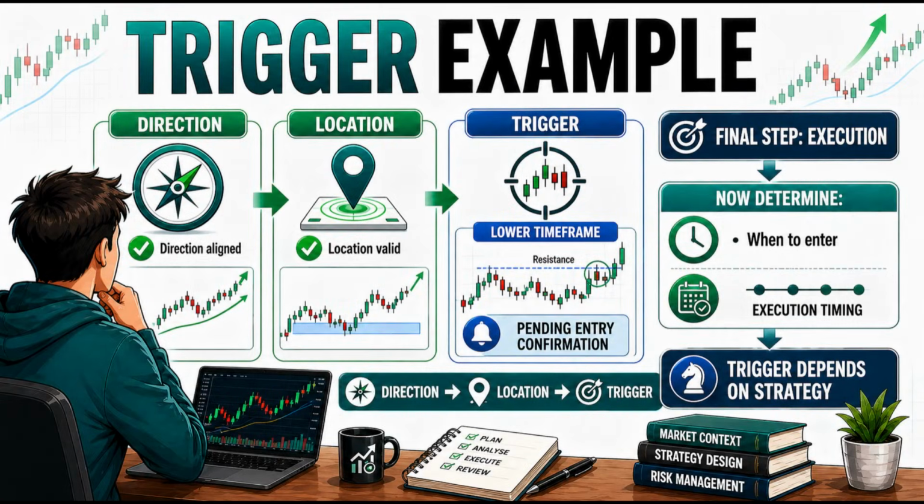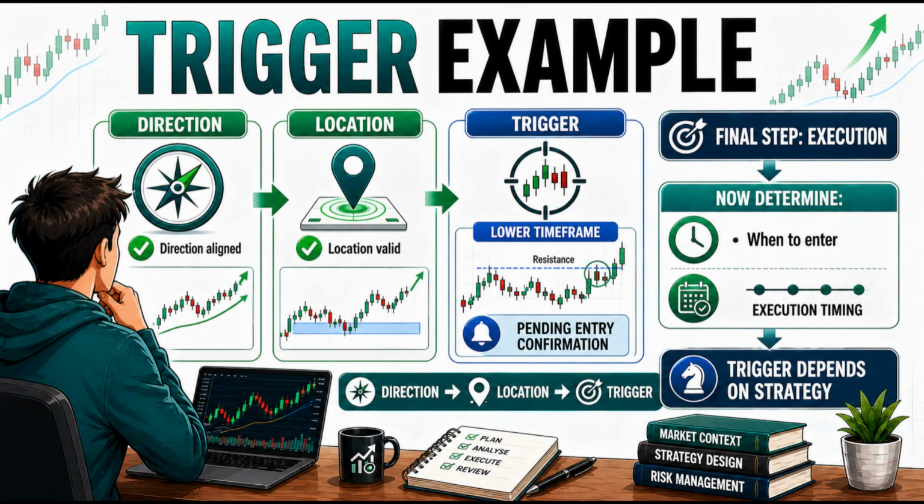Trigger example. Let's look at a practical example of trigger. Once direction and location are aligned, the final step is execution. At this stage, the broader market environment supports a particular bias and the higher time frame strategy has already identified a valid setup. Now the objective is simply to determine when to enter the trade. This is where the trigger layer becomes important.